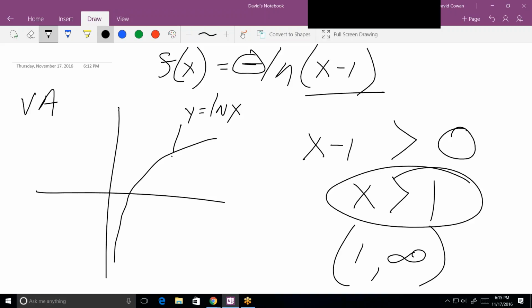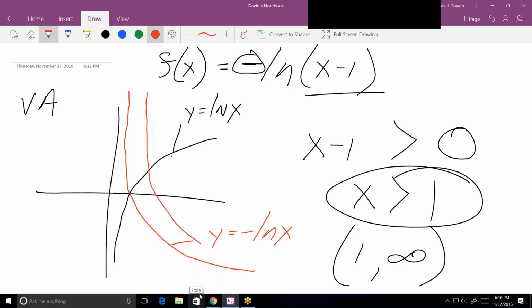And we're going to reflect it because of the negative sign in front. So if I drew this curve here, that red curve is going to be y equals negative natural log of x. And then I'm going to take that red curve and move it 1 to the right so that it looks like that. And that's going to have an asymptote of x equals 1. In other words, whenever you're doing a horizontal shift, you take all your vertical asymptotes and shift them by that amount.